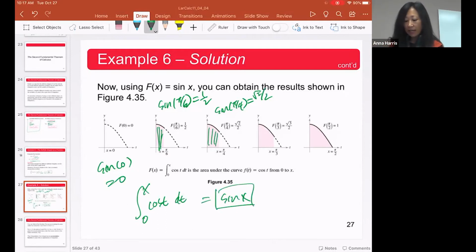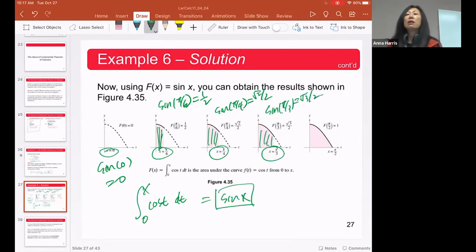Very first, I chose x to be 0. Next one I chose pi over 6. Next one pi over 4. Now I'm going to choose pi over 3, and sine of pi over 3 gives me square root of 3 over 2, so a little more area. Now I choose sine of pi over 2, which gives me 1. So this entire quarter circle is my area.